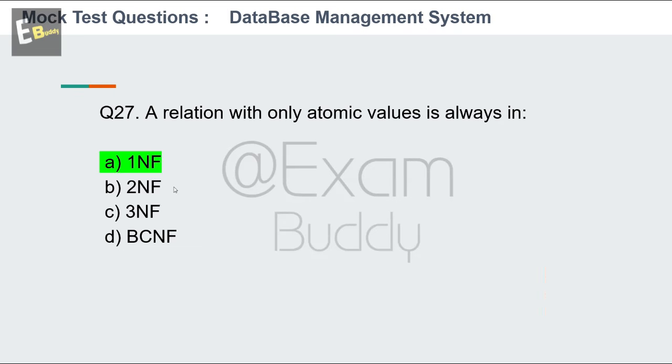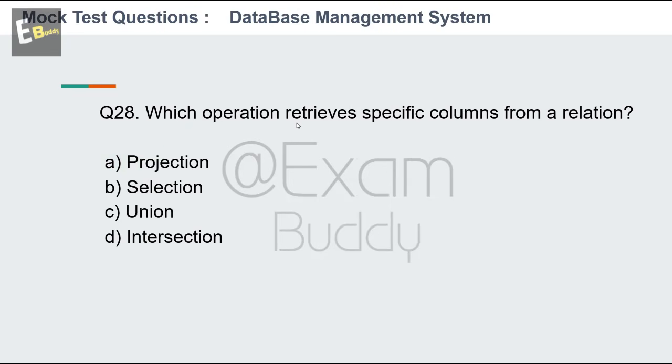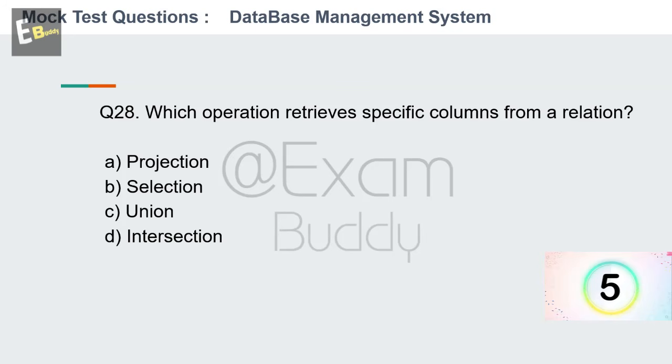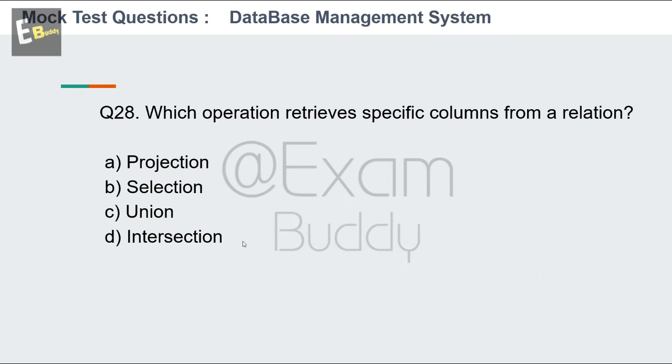Now let's go to question number 28. Which operation retrieves specific columns from a relation? These are the options: projection, selection, union, intersection. So your time starts now. And the answer is A, projection.